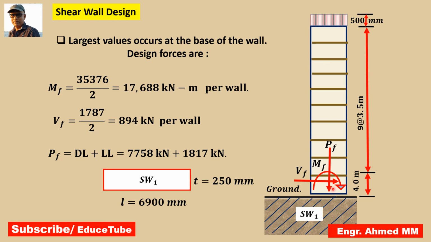So here I showed this is the moment which I got from wind load, I mean this MF. This is shear also which I got from wind loads. This is VF, and vertically this PF axial loads due to dead load and live loads. As well, we have calculated shear wall 250 millimeter width and length is 6900 millimeter.